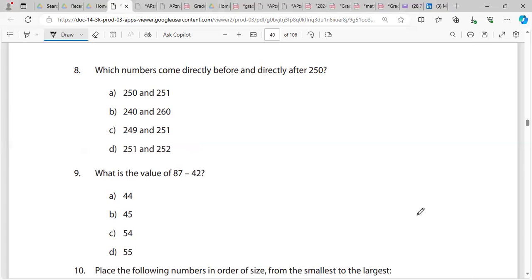Which number comes directly before and directly after 250? So the one before, that will be 249, and after will be 251. So that's C. Number 9 says, what is the value of 87 take away 42? So we're going to subtract.